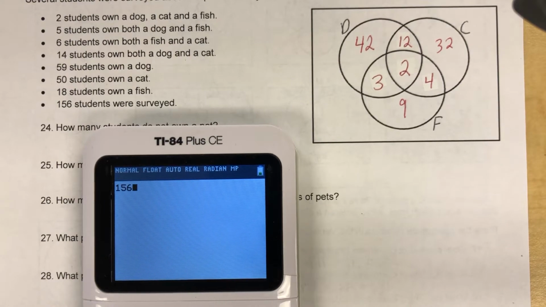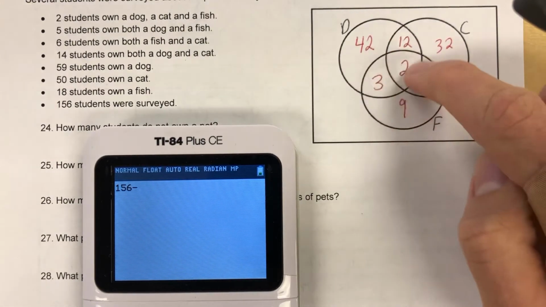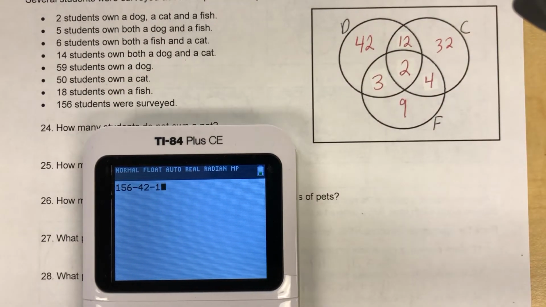So here goes, 156, and I'm going to subtract away all of these numbers, and when I do, that's going to tell me how many students that were surveyed don't have a pet. 52. I'm going to double check that, make sure we're good. I think we are. All right, 52.